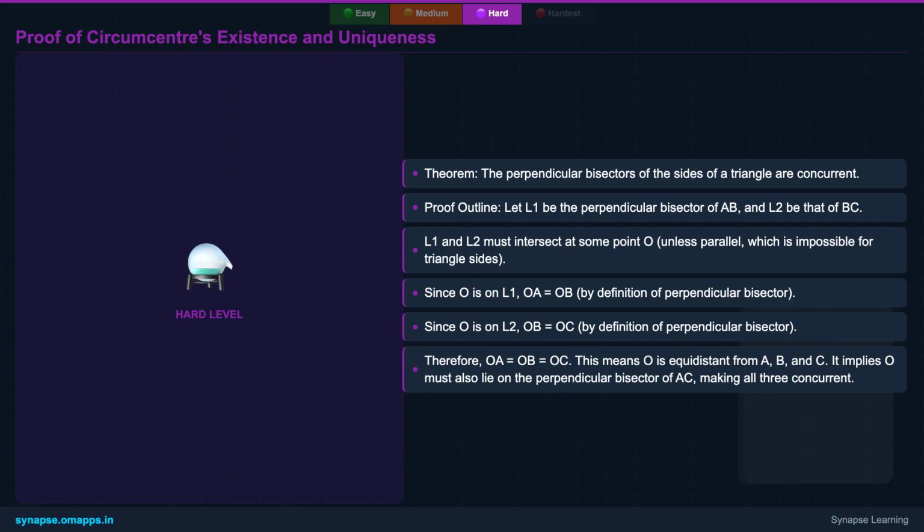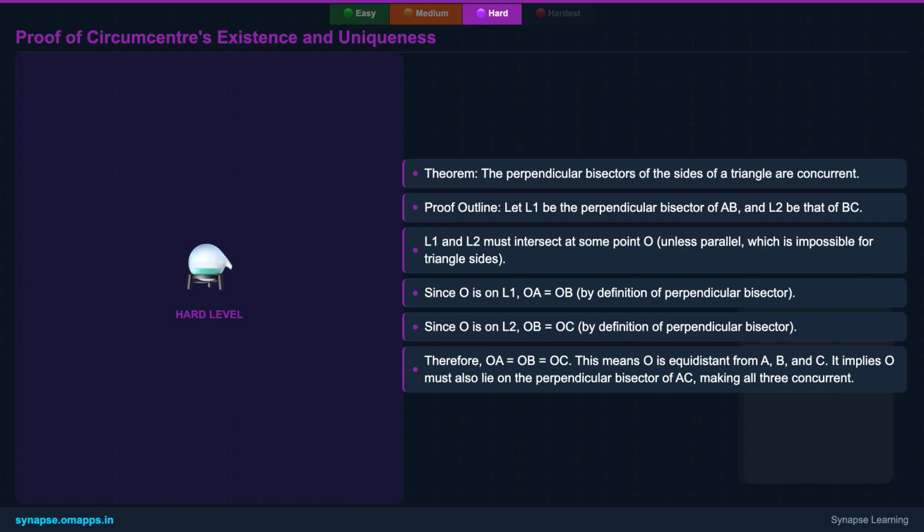Here's a quick proof outline. Let's take the perpendicular bisectors of sides AB and BC. They must intersect at some point. Let's call it O. Because O is on the perpendicular bisector of AB, it's equidistant from A and B, so OA is equal to OB. Similarly, because O is on the perpendicular bisector of BC, it's equidistant from B and C, so OB is equal to OC. Combining these, we get OA = OB = OC.